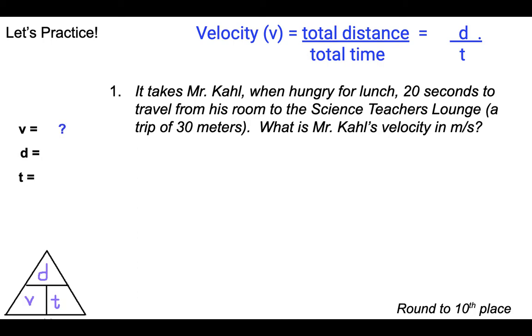We know we want to know the velocity. V is what we're looking for. We know the distance is 30 meters. We know the time is 20 seconds. So if I take my formula and start plugging things in, I know v is equal to d over t. Distance is 30 meters, time is 20 seconds, and when I do my math, 30 divided by 20 gives me 1.5 meters per second.